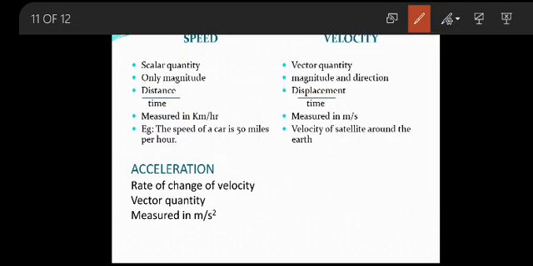Next is acceleration. Acceleration means rate of change of velocity. What is meant by rate of change of? When I say anything in physics as rate of, it means with respect to time. I have described the formula of velocity as displacement by time here. I can also express it as rate of displacement. Rate of means divided by time, with respect to time.